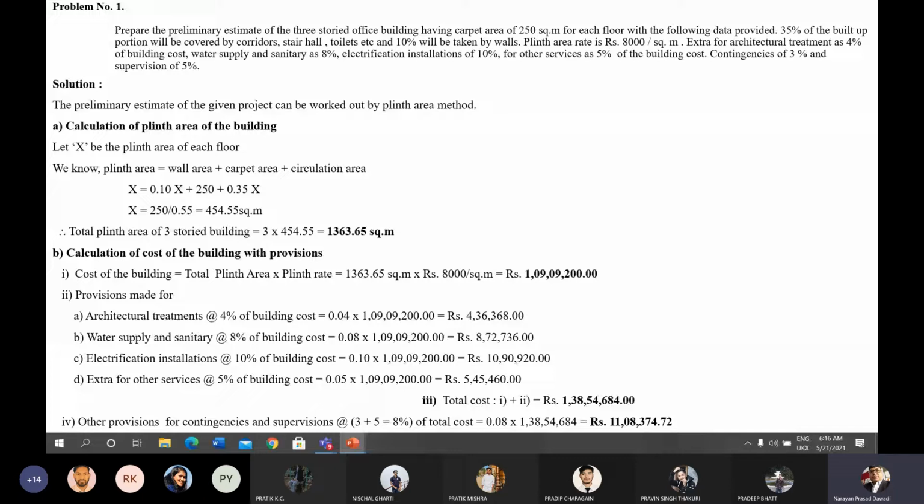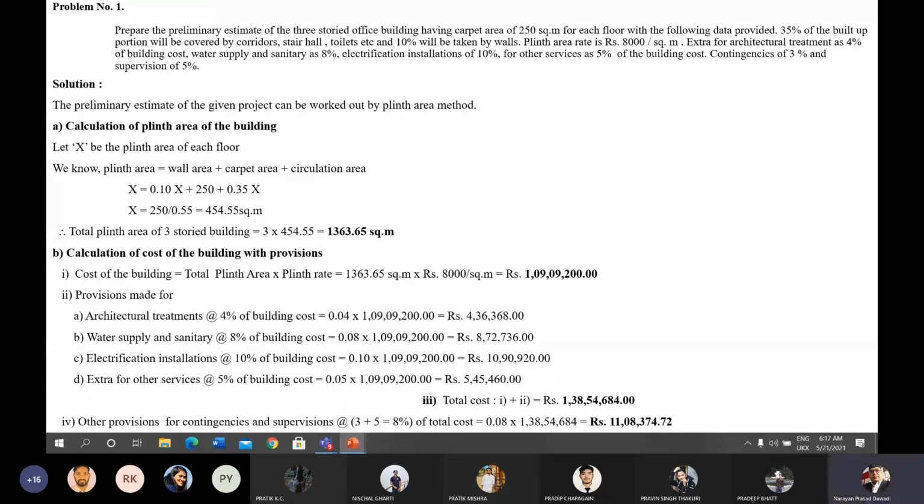We don't know the plinth area of the building. It is given that the carpet area is 250 square meter for each story or each floor. That's why carpet area is given, and the circulation area is given as 35% of the built-up portion covered by corridor, stair, toilet, etc. This is the circulation area, and the area taken by wall is 10%. Wall area, circulation area, and carpet area are all given.